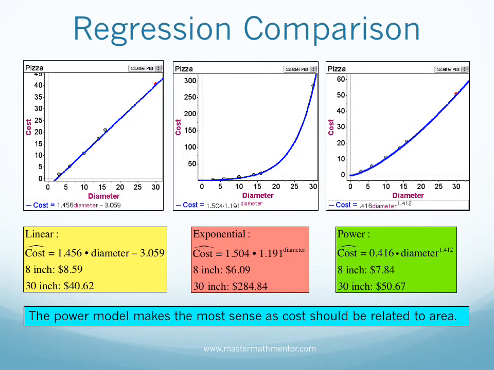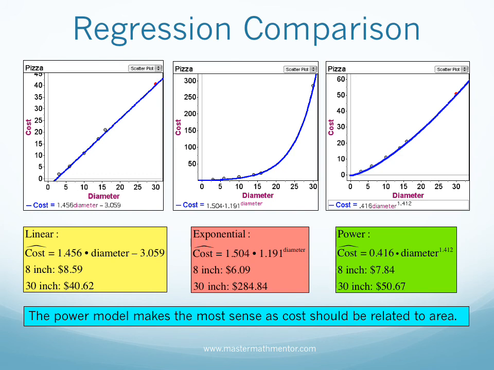Since you were asked to do all 3 models, no attempt was made to look at residuals to see which model seems best, and with only 5 data points, it would be difficult to examine patterns anyway. There are only slight differences between the cost of the 8-inch mini pizza in all three models, but huge differences in the cost of the 30-inch Oh My God pizza.